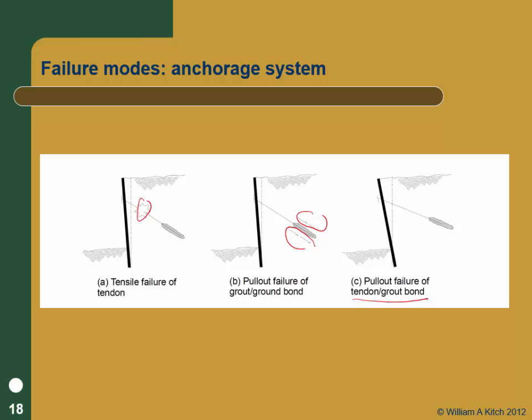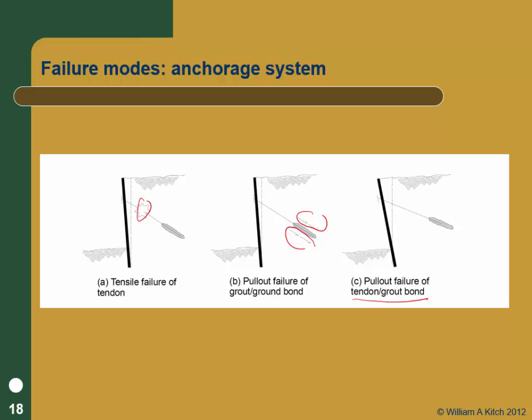Remember, the tendons are in the middle of the hole. There's grout surrounding them, and that connects the tendons to the soil. So you can have either failure at the soil interface or at the tendon-grout interface. So those are the three failure modes within the anchorage system itself we need to worry about.